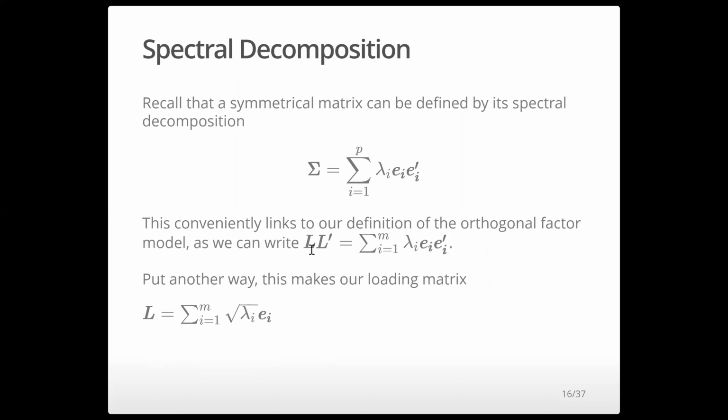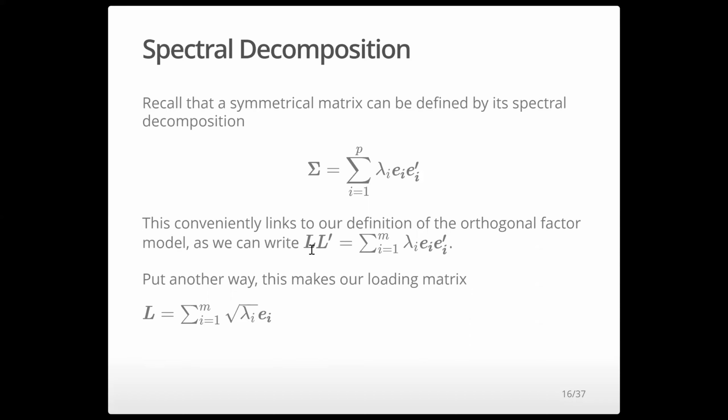So to do this, you go all the way back to when we learned about spectral decomposition. Remember that we can recapture our sigma, our covariance matrix, based on the eigenvalues and eigenvectors. It's the sum of each eigenvalue times its eigenvector times its eigenvector transpose. This will recapture our original covariance matrix.